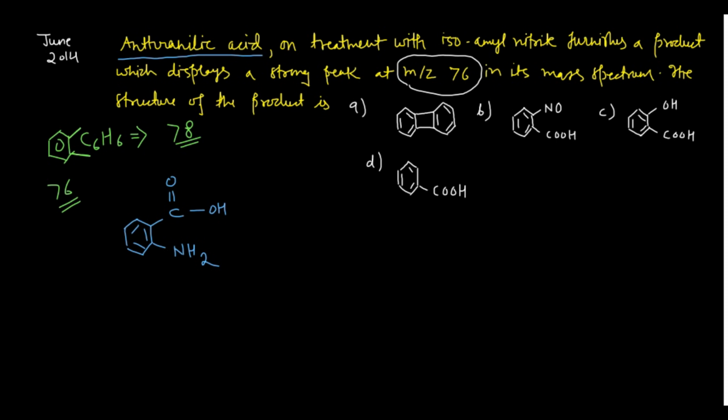That means basically two substitutions are there on the benzene ring in order to get the M/Z value of 76. Okay, so this is one of the synthetic ways to prepare biphenyls. Biphenyls, as you know, are very difficult to synthesize, and this method, anthranilic acid reacting with isoamyl nitrite, is basically a method to synthesize biphenyl. So how can we do this? I am not going to give you the detailed mechanism, but I am explaining it.